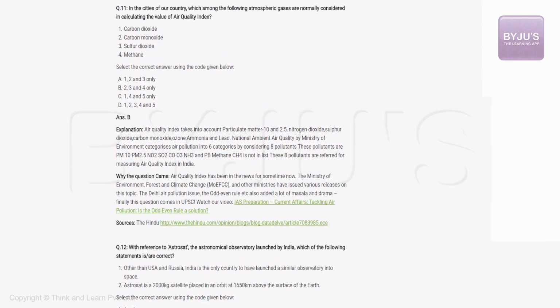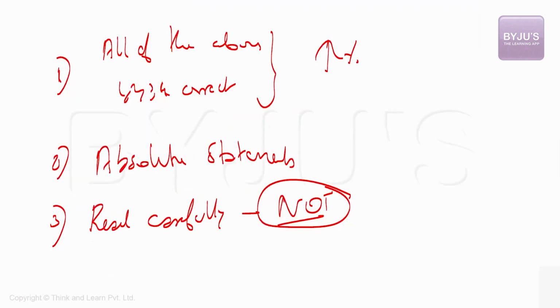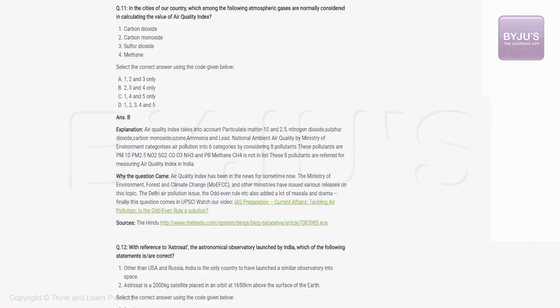Okay, Astrosat, again it was in the news. It's an astronomical observatory. If you look at the options here, other than USA and Russia, India is the only country to have launched a similar observatory. Now if you look at the principle, absolute statements like only, etc., are most likely wrong. Chances are less that India is the only other country, right? So 1 will most likely be wrong.